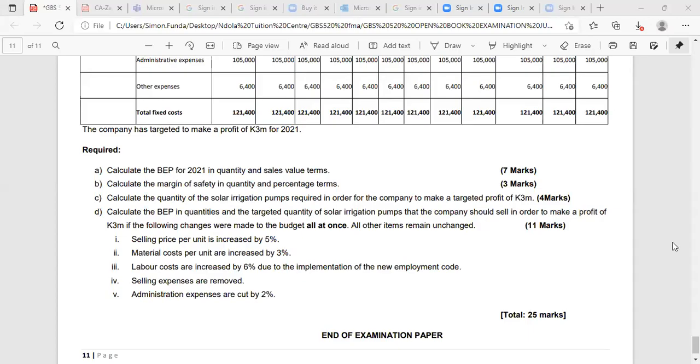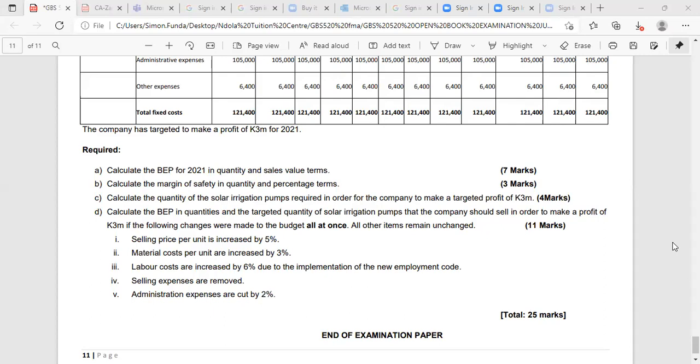Then D, calculate the break-even point in quantity and the targeted quantity of solar irrigation pumps that the company should sell in order to make a profit of 3 million if the following changes were made to the budget at once. So all the other items remain unchanged.